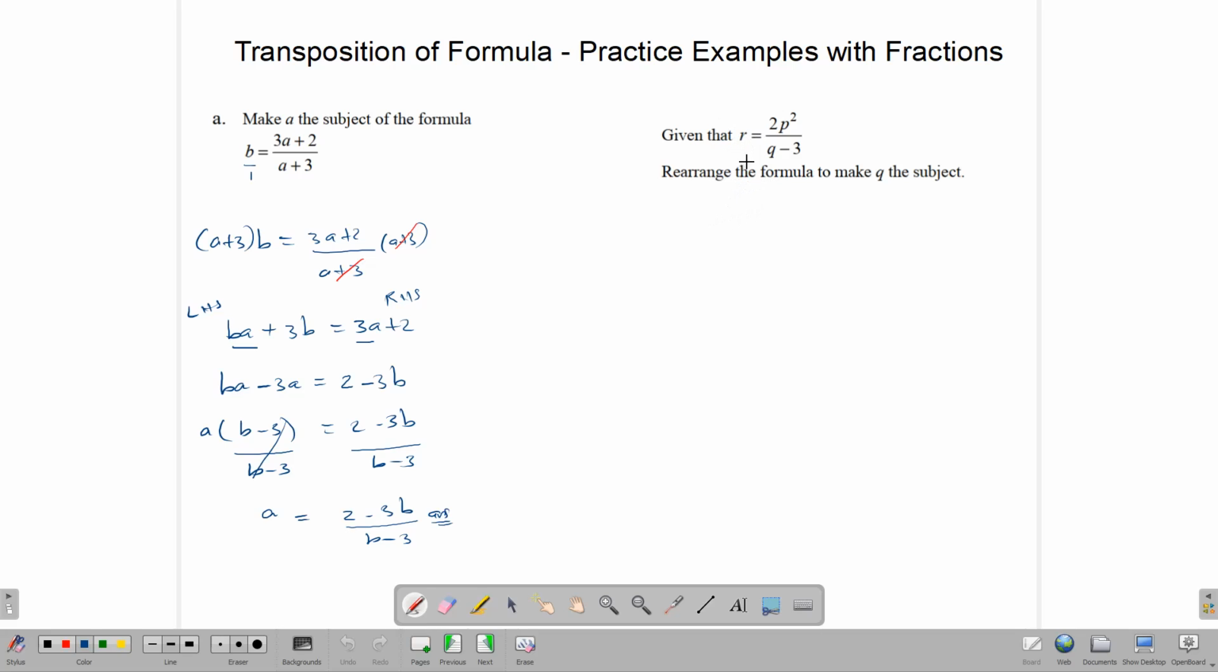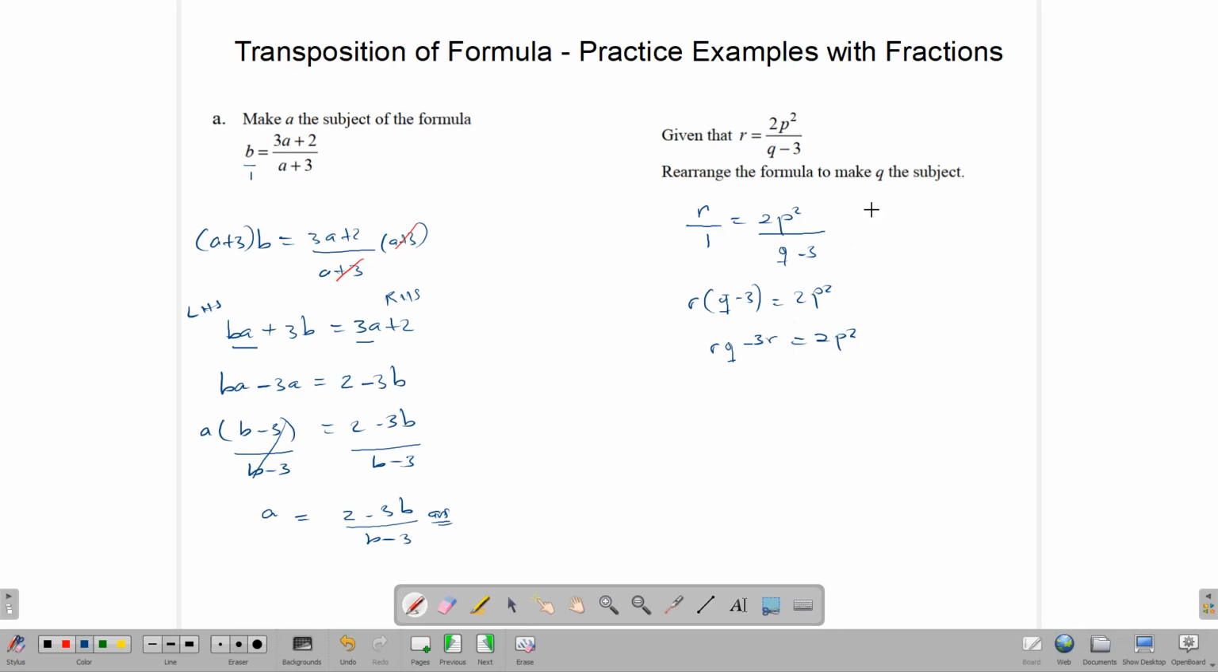So we're going to do the same thing we did here by multiplying both sides by the denominator. In this question, it's nice and easy to cross multiply it. We can try that. Or you can multiply both sides by the LCM. It will have the same effect. So we have R, put that over 1, is equal to 2p squared over q minus 3. Cross multiplying gives us r times q minus 3 is equal to 2p squared. Now we need to multiply this bracket out. So rq minus 3r is equal to 2p squared.